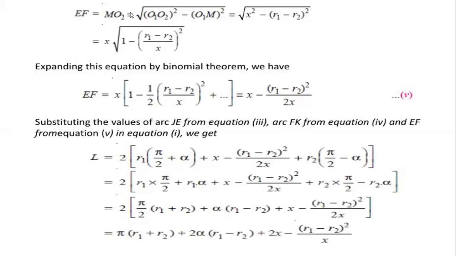So by substituting all these equations, we got L is equal to 2 into R1 into pi by 2 plus alpha, plus x into minus of R1 minus R2 whole square by 2x, plus R2 into pi by 2 minus alpha. So this is the expanded equation of all the equations joining together, and this is the length.